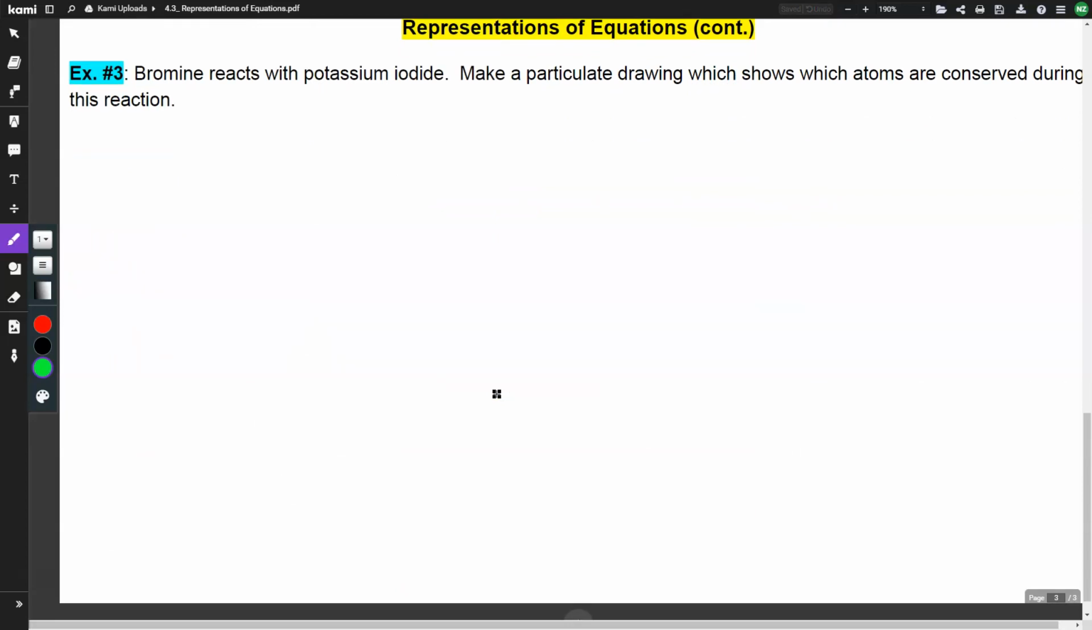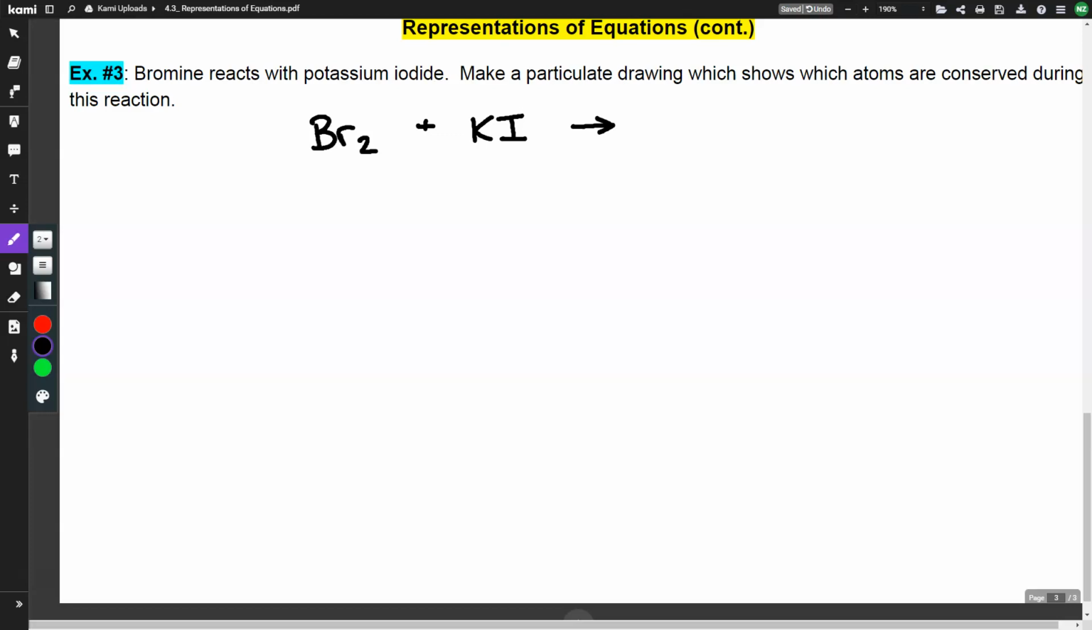It says bromine reacts with potassium iodide. Make a particulate drawing showing which atoms are conserved during the reaction. Okay, so let's write out our equation. You've got bromine, Br. Bromine is one of the diatomics. It always has to have a buddy, so Br2. Potassium iodide is KI. This is going to be a single replacement reaction.